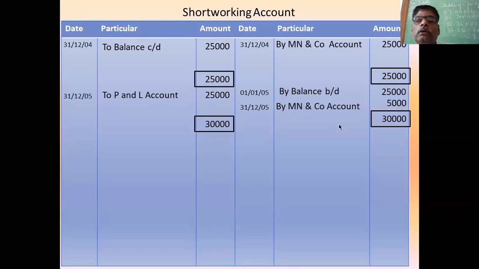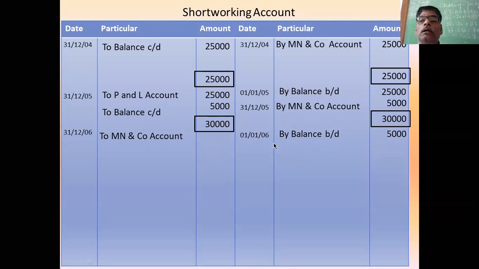30,000 is the total. Debit side by balance brought down, by M&N Company 5,000. This is the SW amount. Close the account. Ascertain the balance. Balance is 5,000. This balance goes to the next year. By balance brought down 5,000. Then in the third year, there is an amount in the SWR column. The SWR column goes to the credit side. You write it on the credit side, 5,000. Close the account, ascertain the balance. Balance is nil.